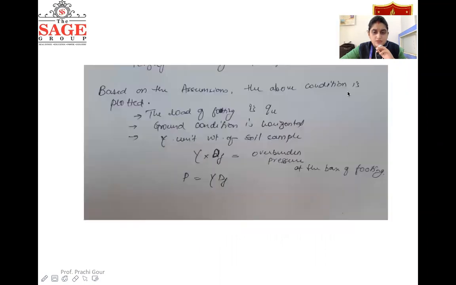So based on the assumptions, as we have seen, the above condition is plotted. The load of the footing is QU. The ground condition is horizontal. Gamma is the unit weight of the soil sample. The overburden pressure is given by gamma into dF, which is the depth of the footing, denoted by P, and this is gamma dF. So this is the formulation we have seen in the previous diagram as well.